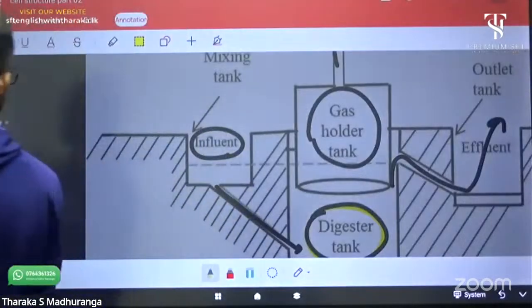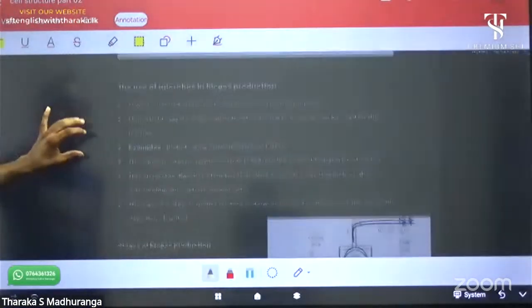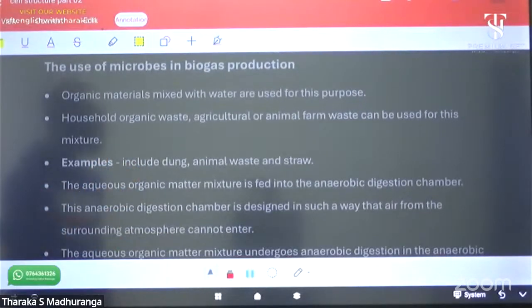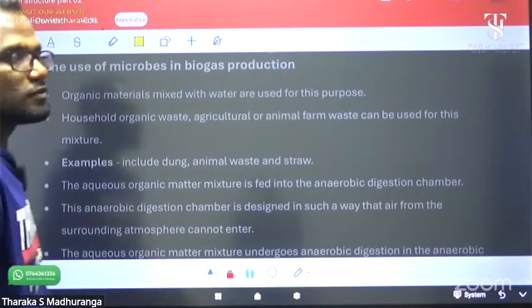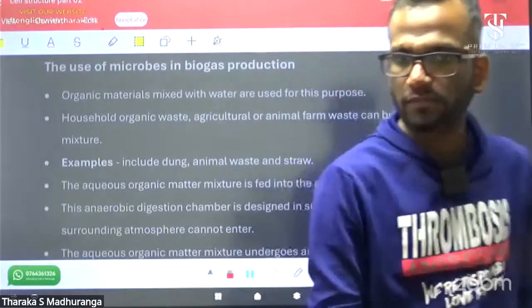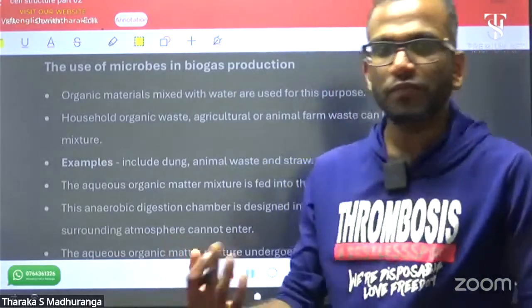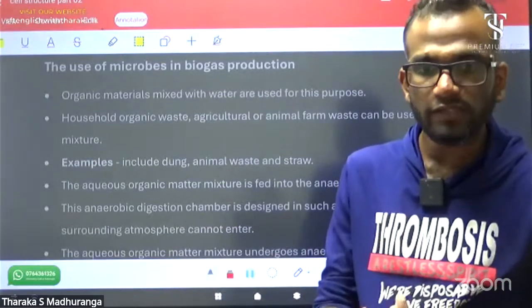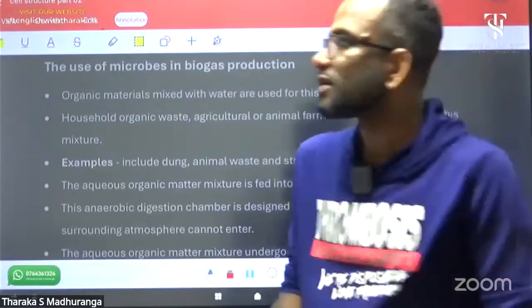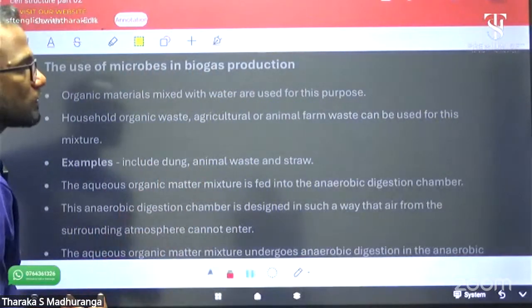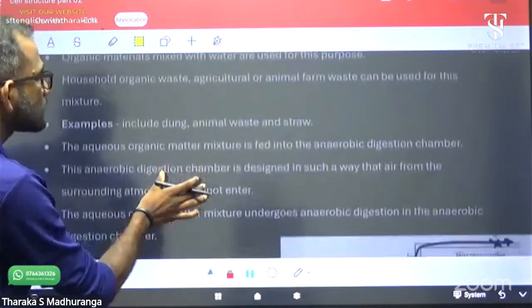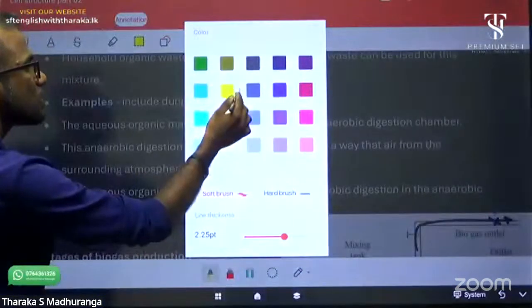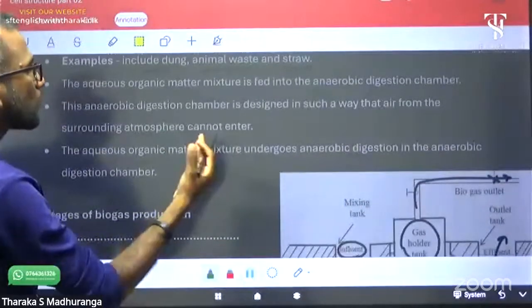What are the raw materials we can use for this biogas production unit? Organic material mixed with water is used for this purpose: household organic waste, especially agricultural waste and kitchen waste. That means food parts, fruits, and animal farm waste, such as cow dung, goat and poultry waste. Examples include dung, animal waste and straw, which we can use as a slurry and organic mixture.